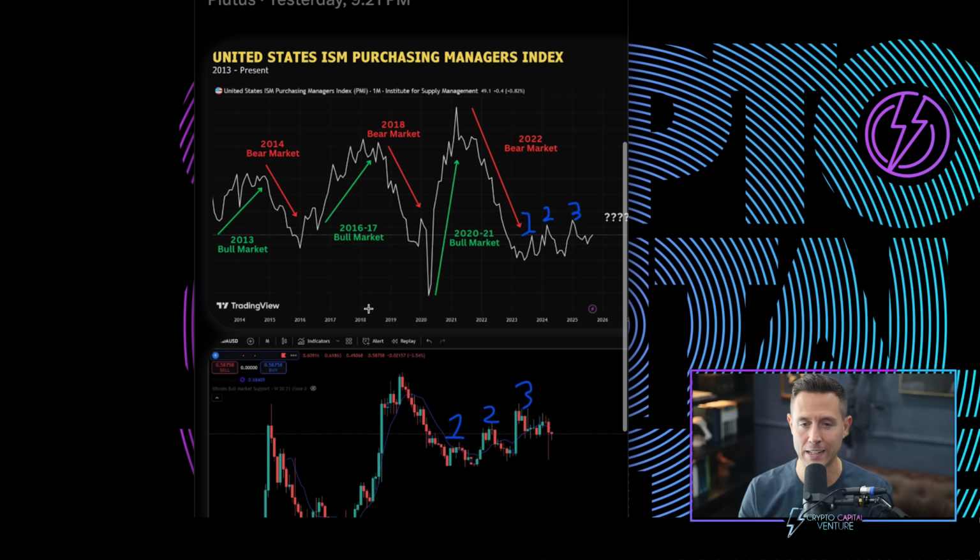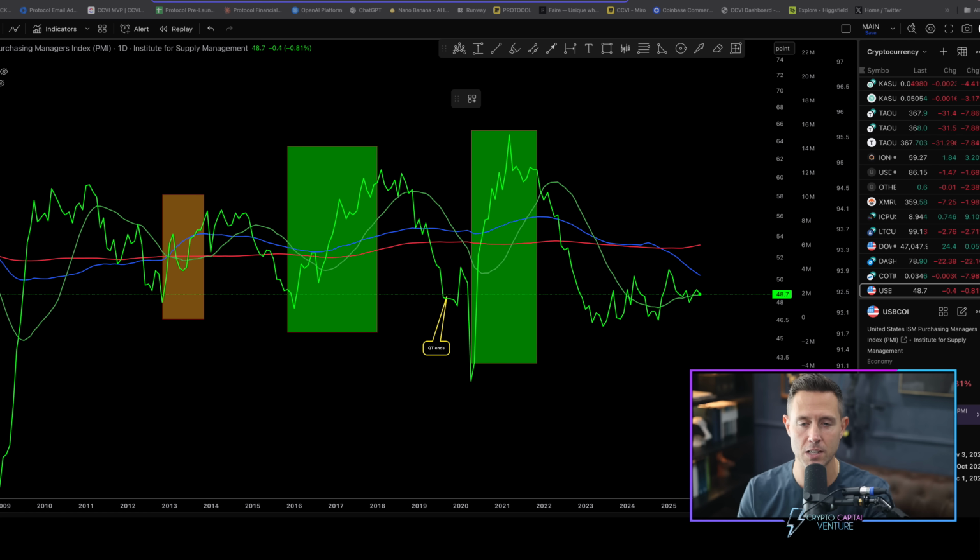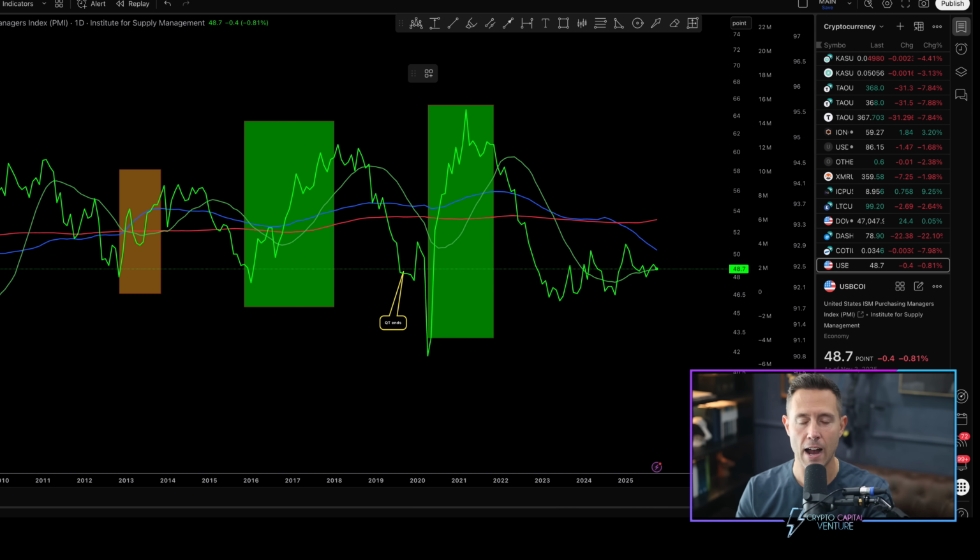I'm going to go over exactly what this means, but going back to the chart itself, let me explain something to you as we start this video. Number one, I've never shown this chart before. This is the PMI chart, the Purchasing Managers Index. It basically measures the health of the economy by showing whether business activity is expanding or contracting. That's what's going on here. And this is going back quite some time.